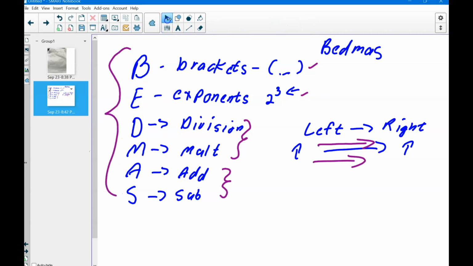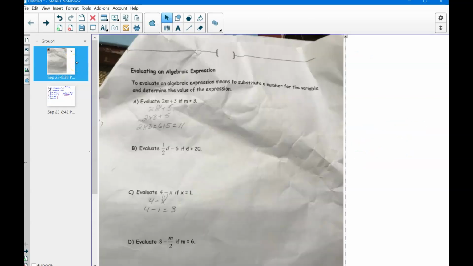So, getting back to where we were, let's have a look at the first question that you have here.